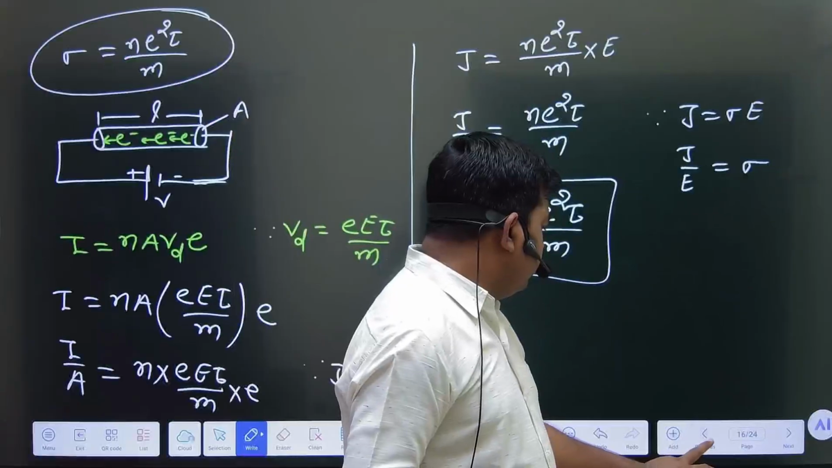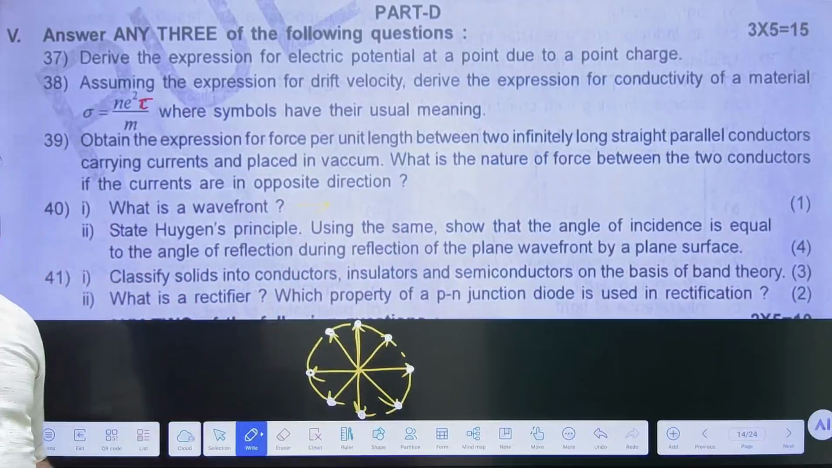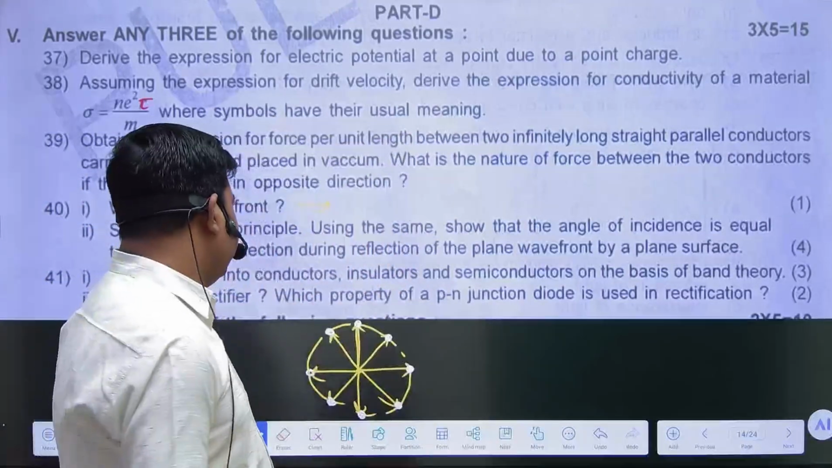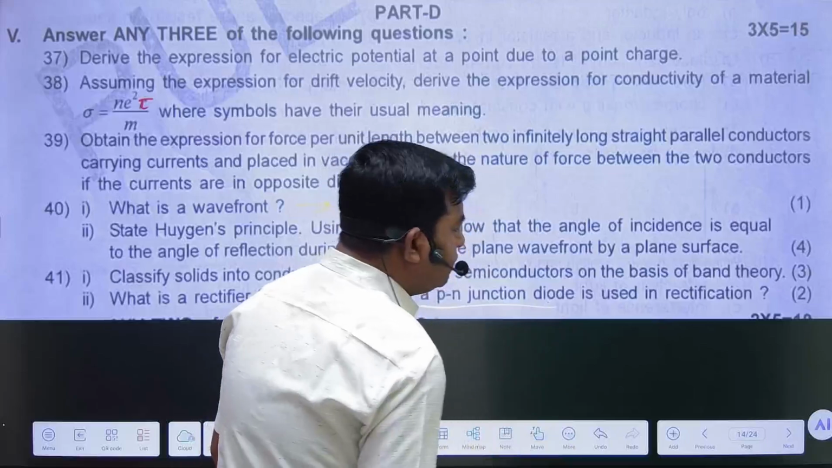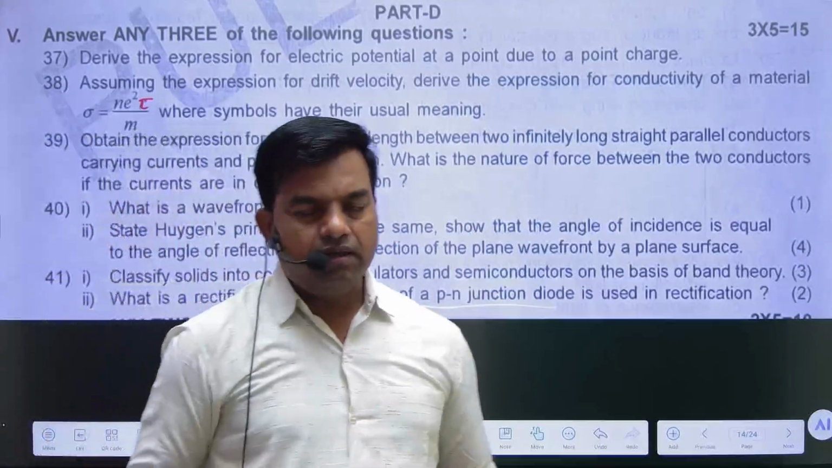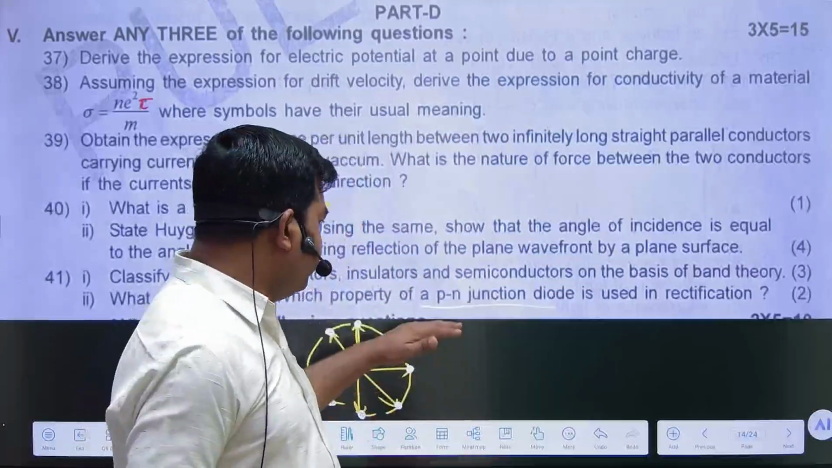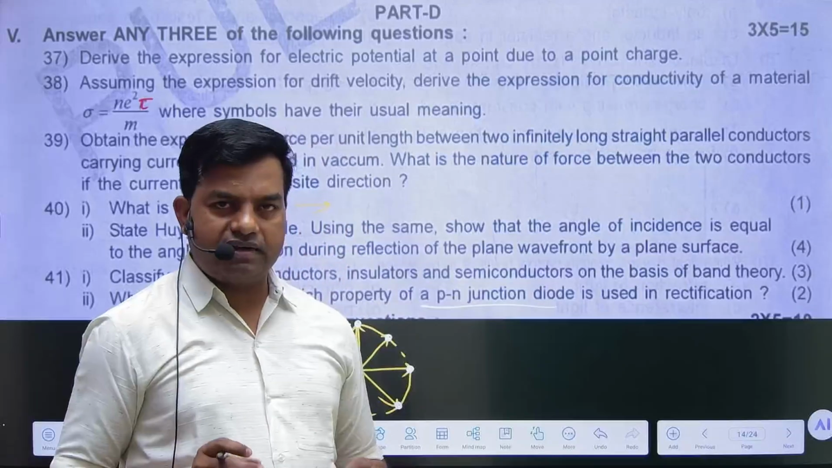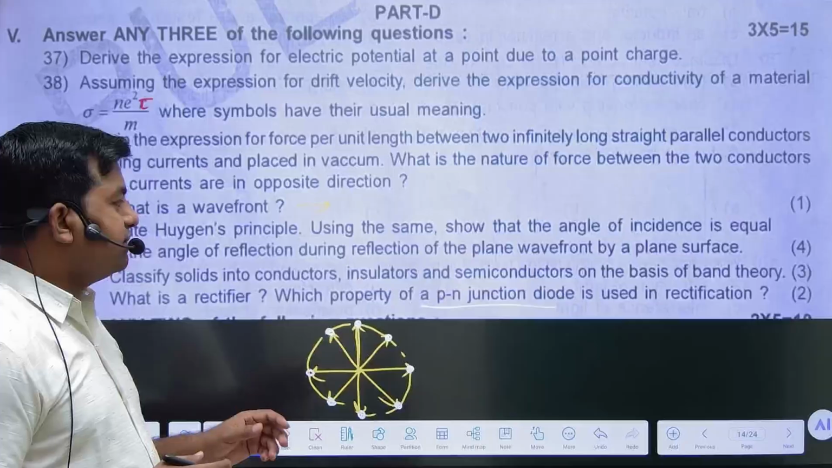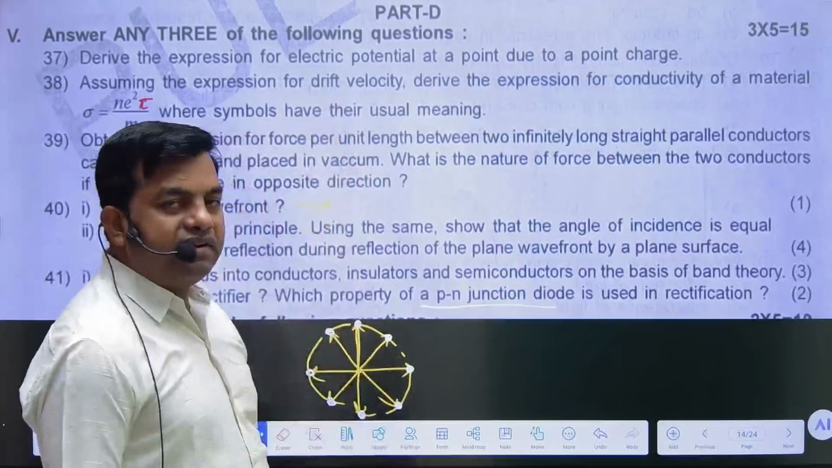Next question is, what is a rectifier? A rectifier is a device which converts AC into DC, alternating current into direct current. And which property of PN junction diode is used as a rectifier? A PN junction diode is a unidirectional device because current flows only in the forward direction, while in the reverse direction the PN junction diode acts as an open circuit. An ideal diode acts as an open circuit. That's why it is a unidirectional device. This property is used as a rectifier. Clear to you? So this is our section D.